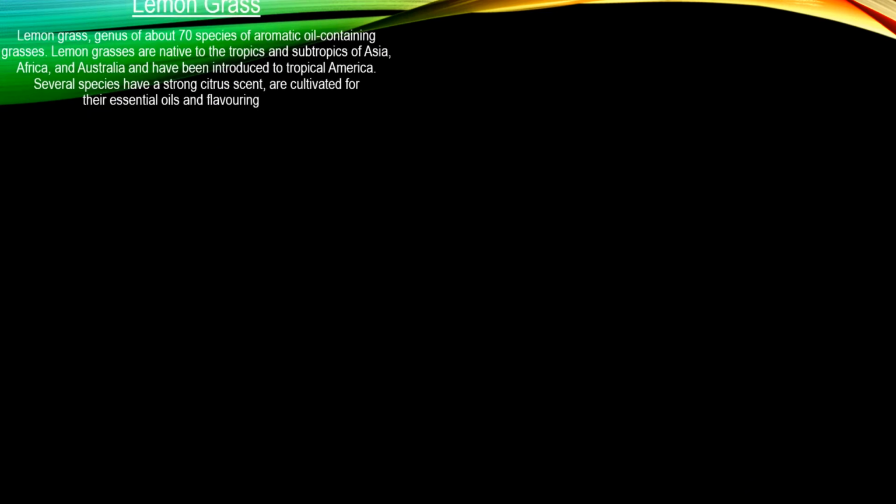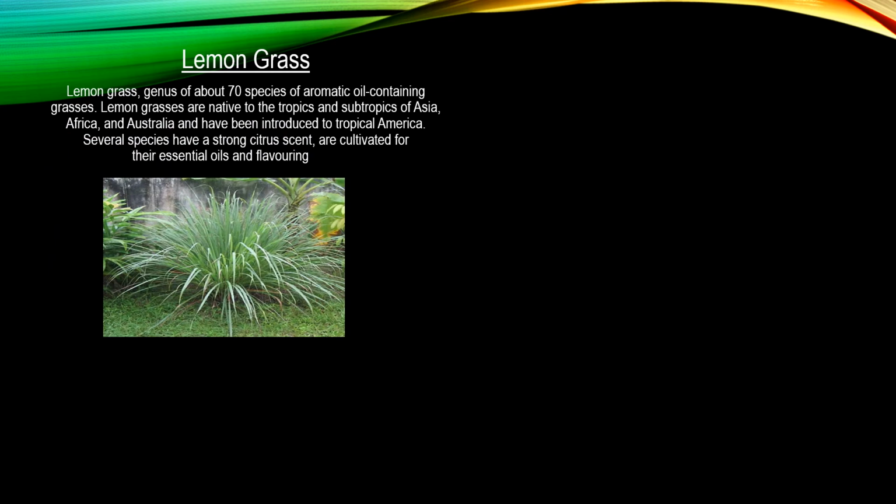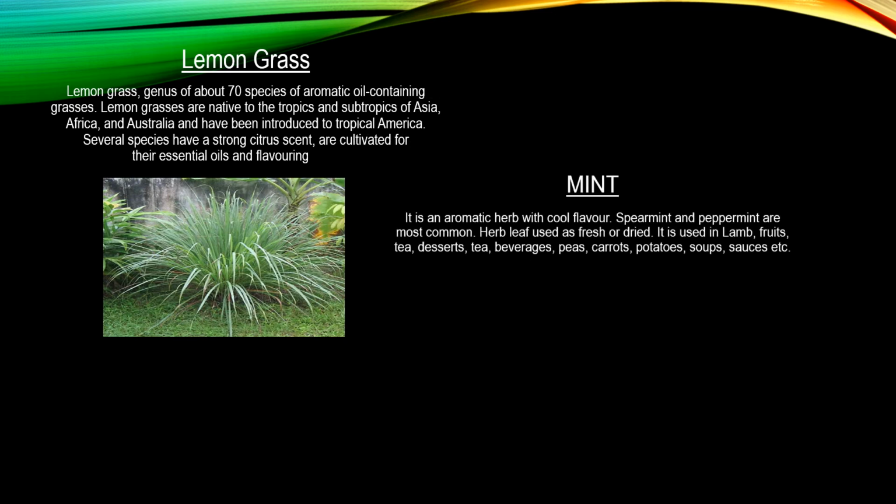Next herb is lemongrass. It is a very popular Asian herb. It is native to the tropics and subtropics of Asia, Africa, and Australia. It is cultivated mainly for its flavor and for extraction of its essential oil. It is a commonly used herb in all Asian cuisine.